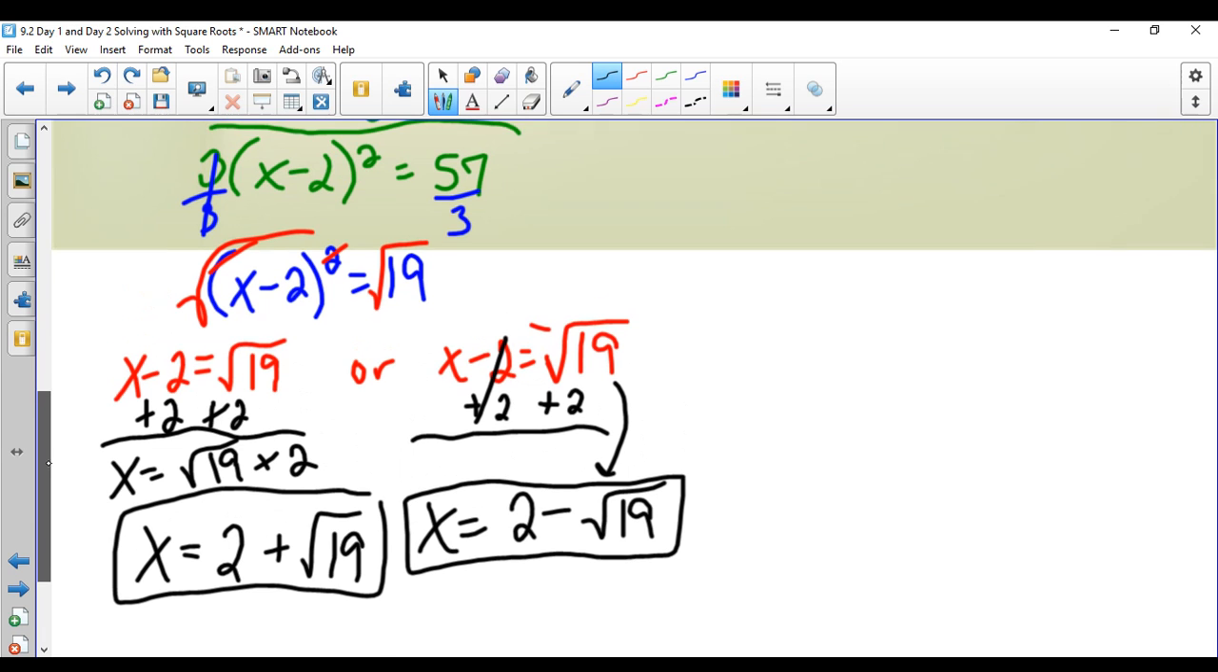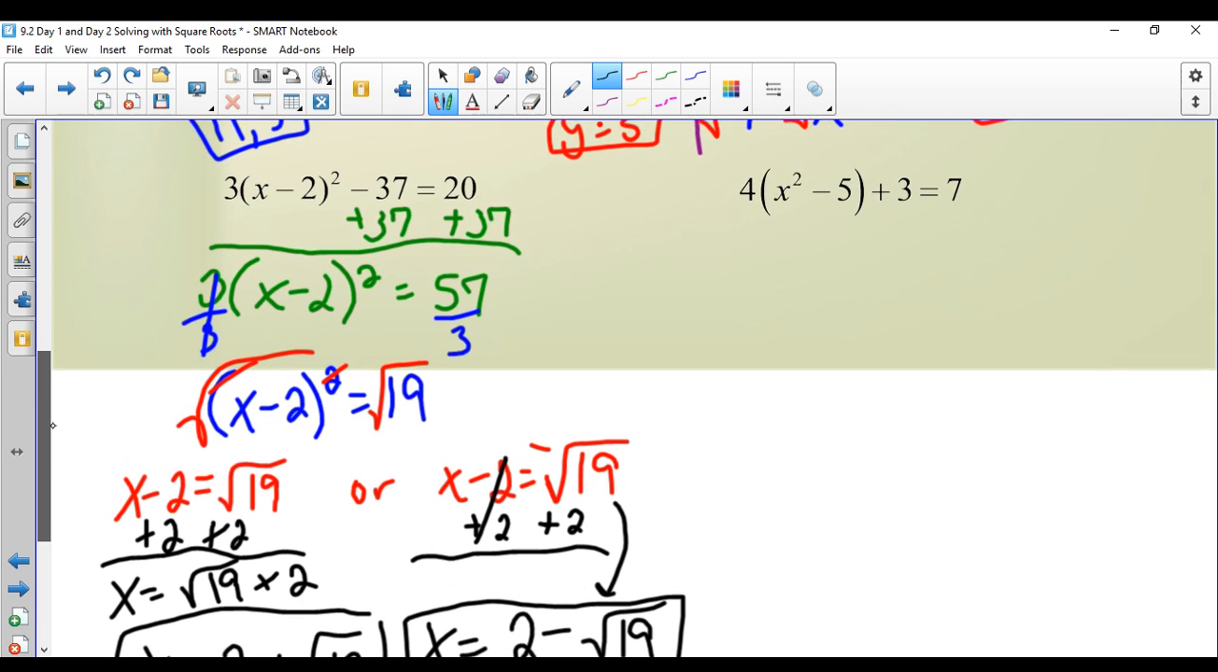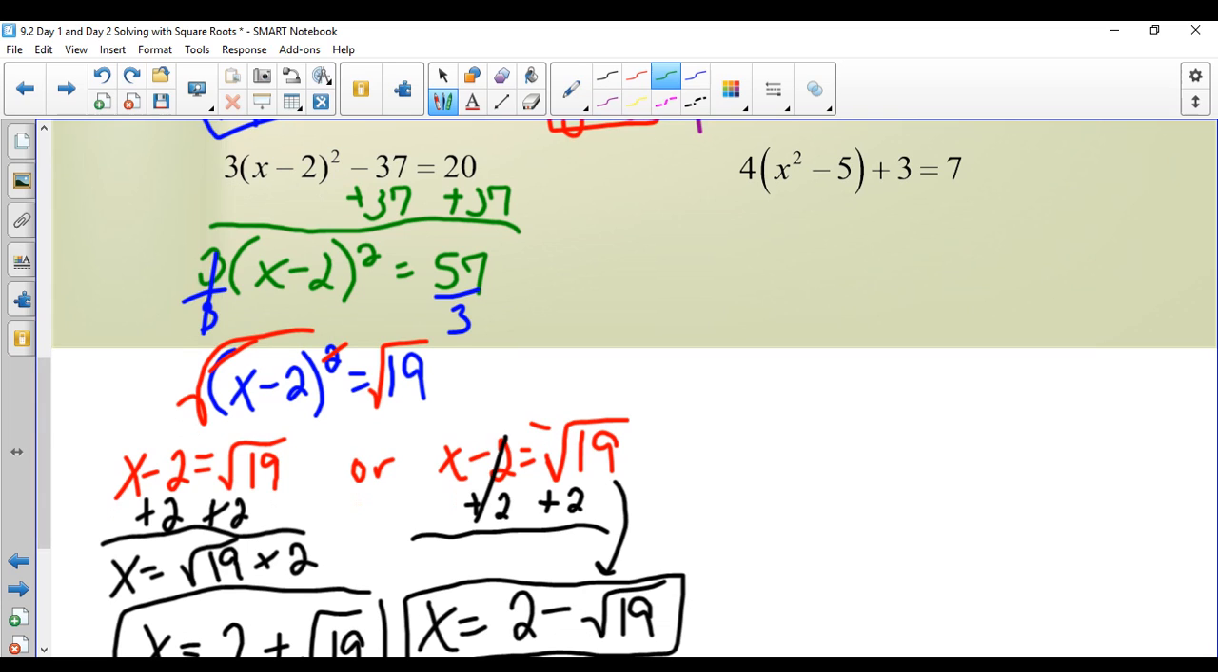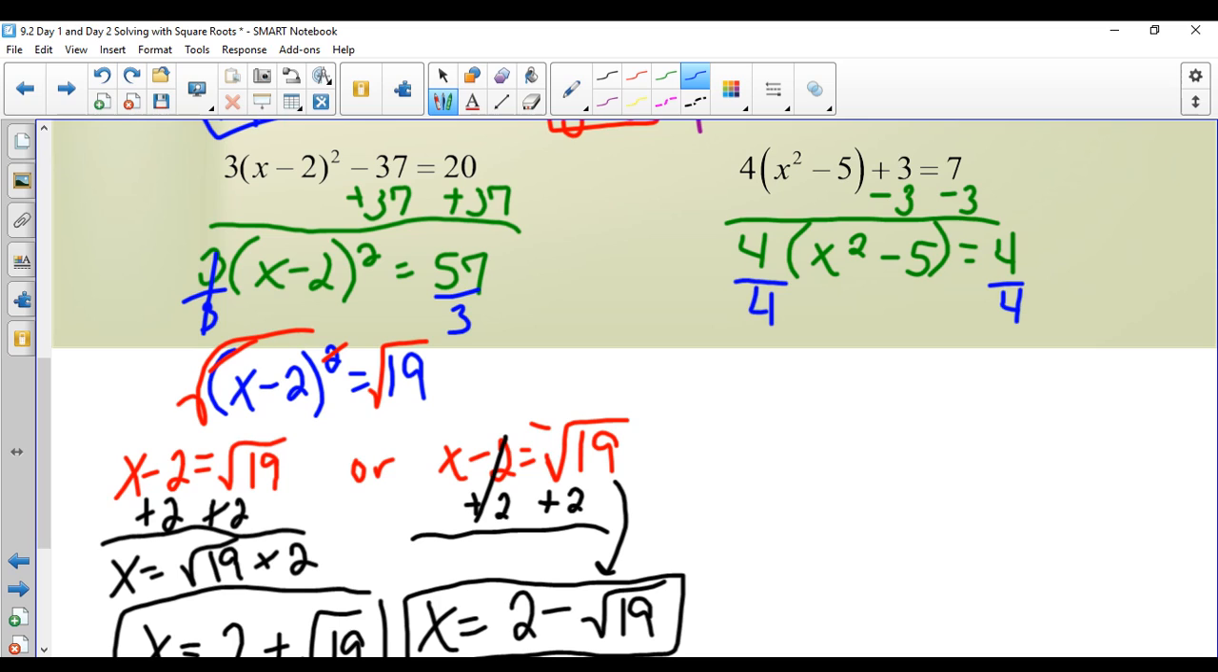All right, one more here, real quick. Undoing. We undo addition and subtraction first. So I'm going to undo that plus 3 with a subtraction sign. So I have 4 parenthesis x squared minus 5, close the parenthesis, equals 4. And then I'm going to undo my multiplication and division. So I'm going to undo my 4.